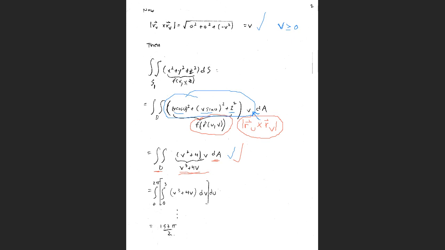And so now, the double integral of v cubed plus 4v, well, that rectangle I can treat as a type 1 or a type 2 region equally. It's equally easy. I'll treat it as a type 1 region. And then you just do the integration. You just do the double integral, and you'll get 153 pi over 2.